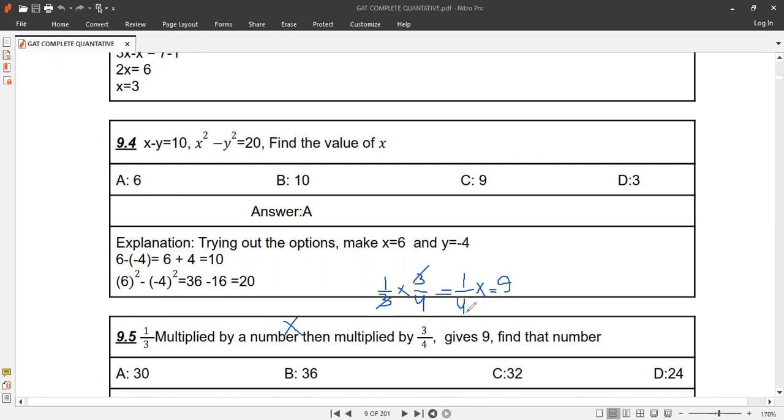So I just multiply 9 by 4, because a fourth of a number is 9. So I want the number: I multiply 9 by 4, and I get 36. So the answer is B. I think this is the easiest way to do this question.